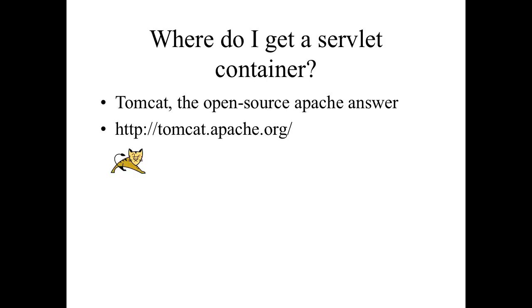The first thing you need to do if you're going to run these things is you want to get a servlet container, and your first question is, well, where do I get that? And the answer is, well, Tomcat is a free open source Apache answer to that question. There are many. There's one available at tomcat.apache.org with installers for Windows and Unix and Mac and whatever you like. Raspberry Pi. It's all written in Java, so anything that can support Java should be able to run Tomcat.